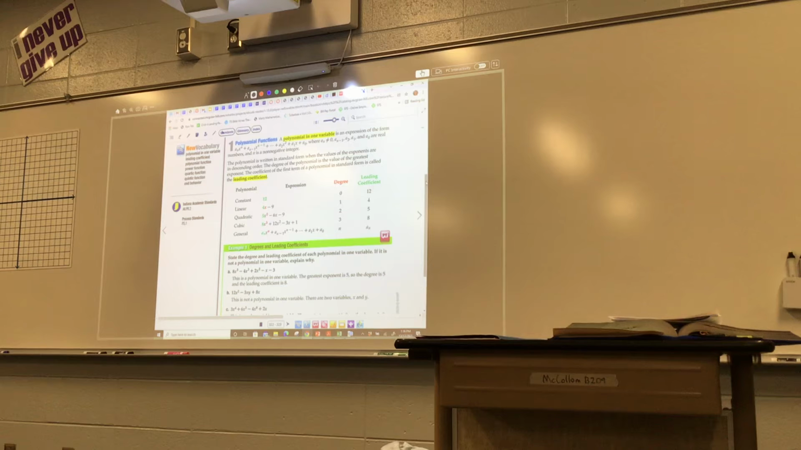What page are you on? 322. You're just reading that top section down through example 1. I'll have to move my screen up, but you can read that. Yeah, I'm a pro, Miss McCollum. Don't worry.